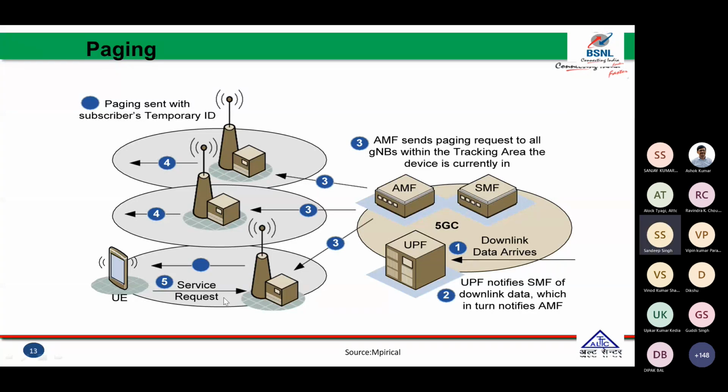So when the UE is in this gNodeB, the paging message is transmitted in all the tracking area, but only the UE that has the notification in the form of paging responds.